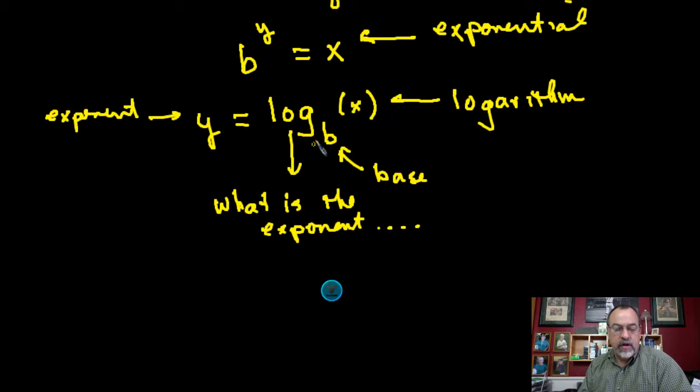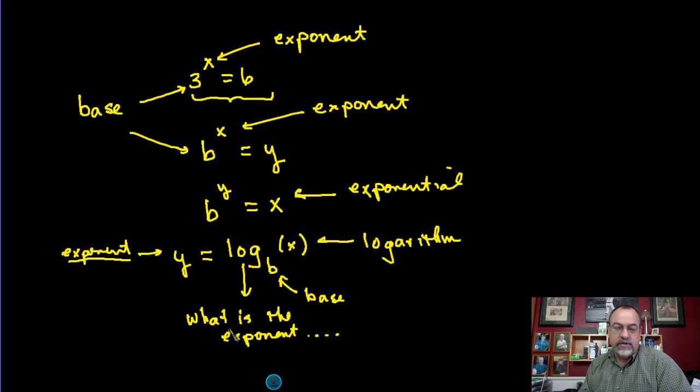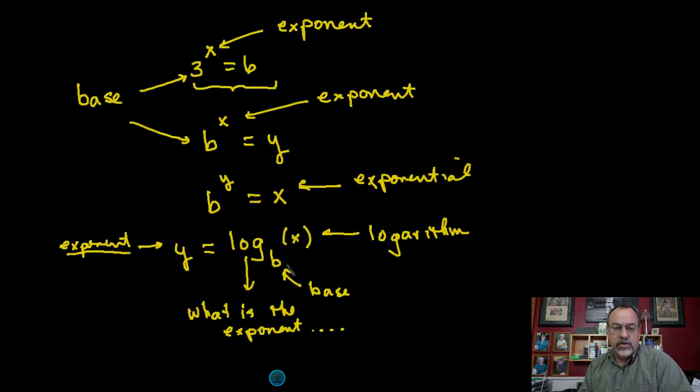So this is the question you want to ask yourself, and this is the way you want to look at a logarithmic expression. And so the answer to the question is over here, the y. So the y is the exponent. It's the answer to this question: what is the exponent of this base that will give me this number? And then the y is the answer to that question. Okay, so this is what the logarithmic equation looks like.